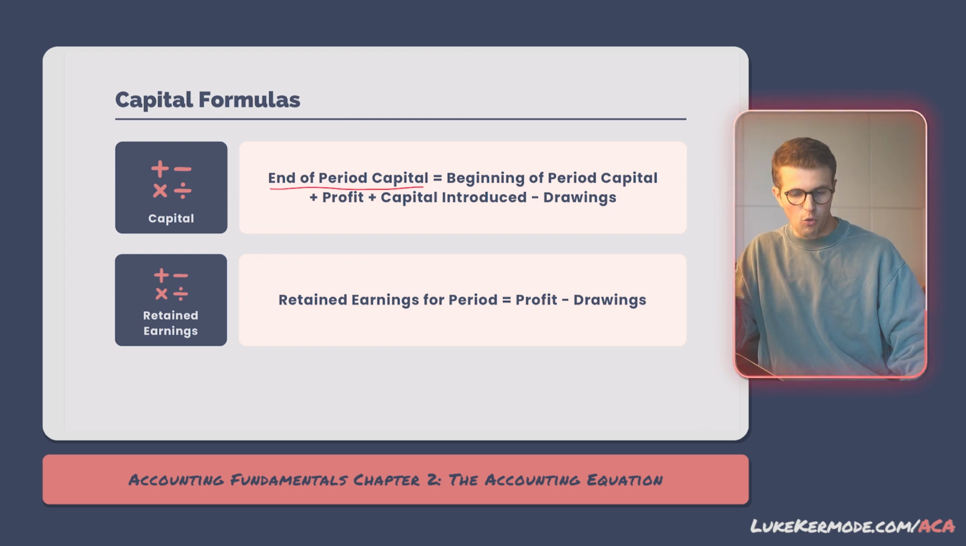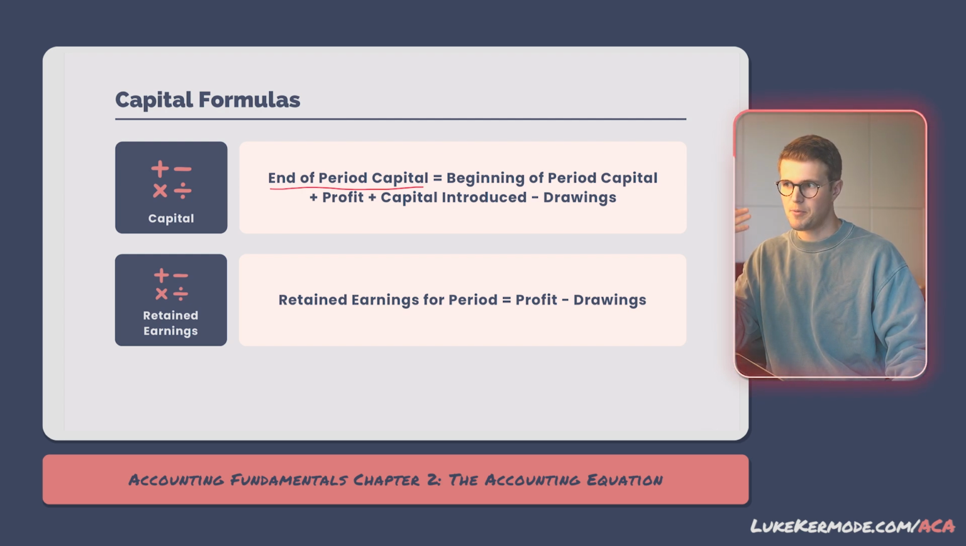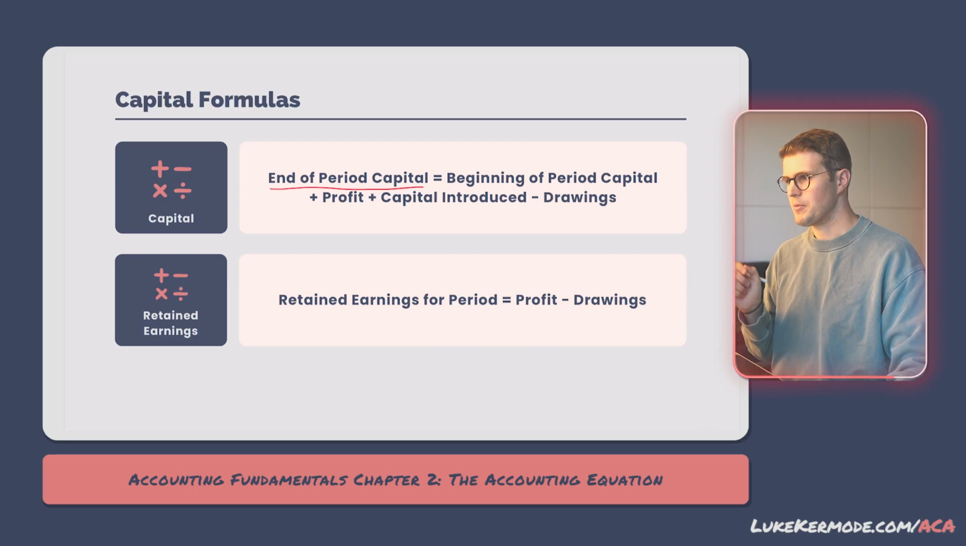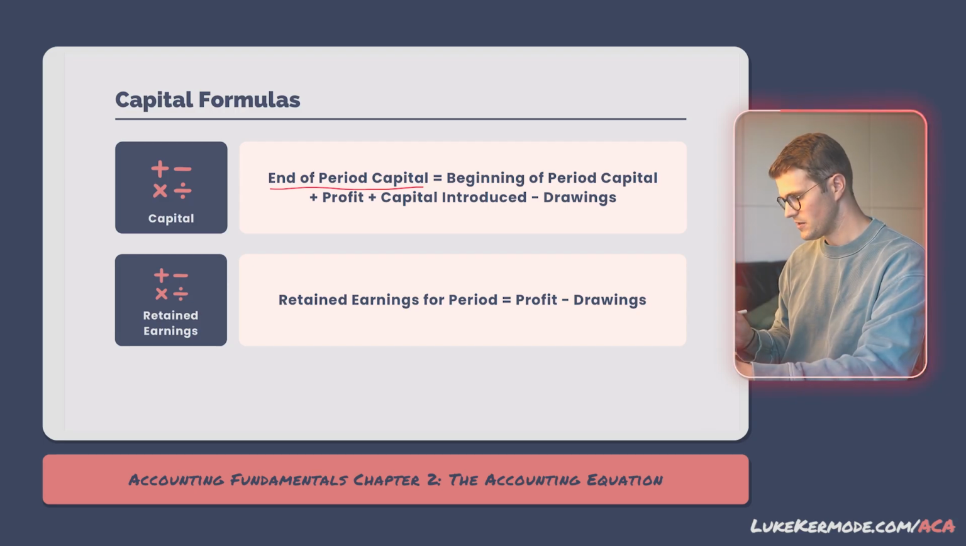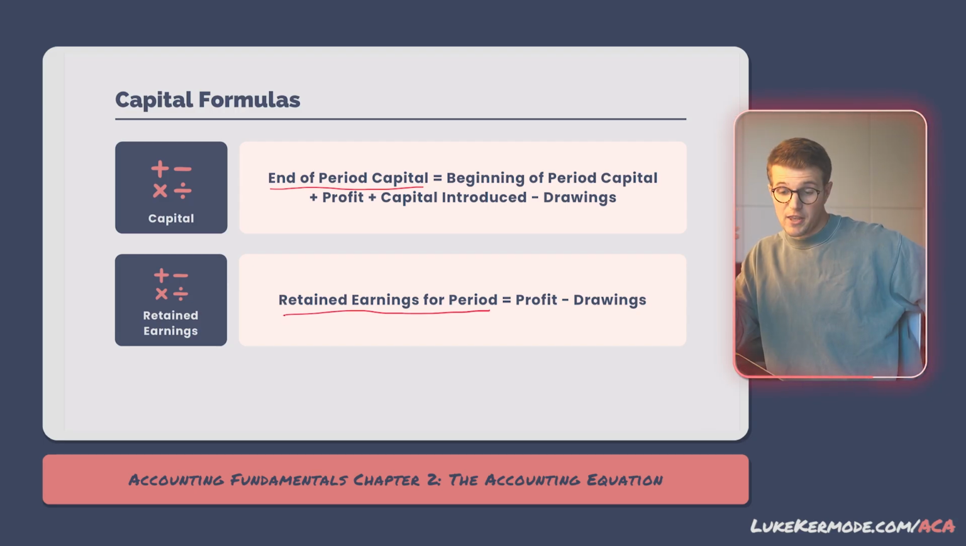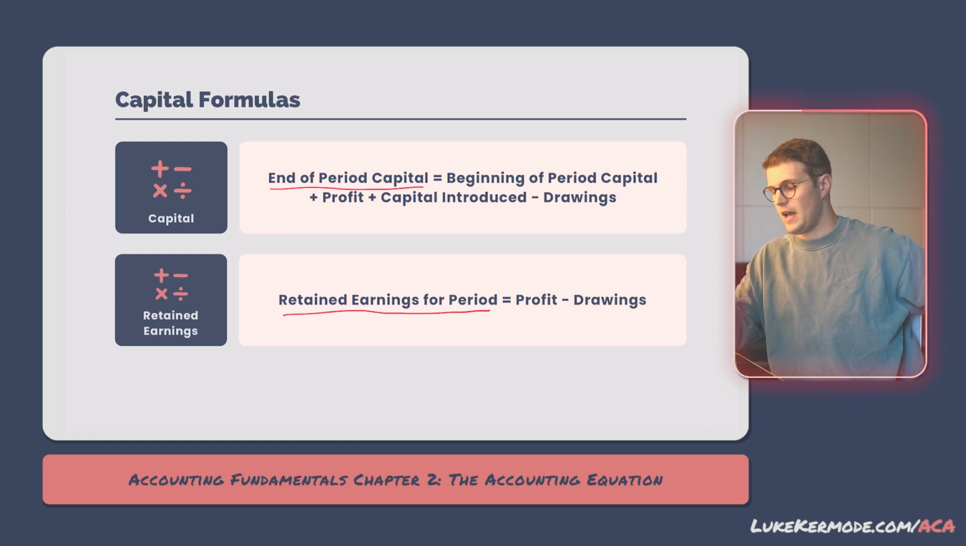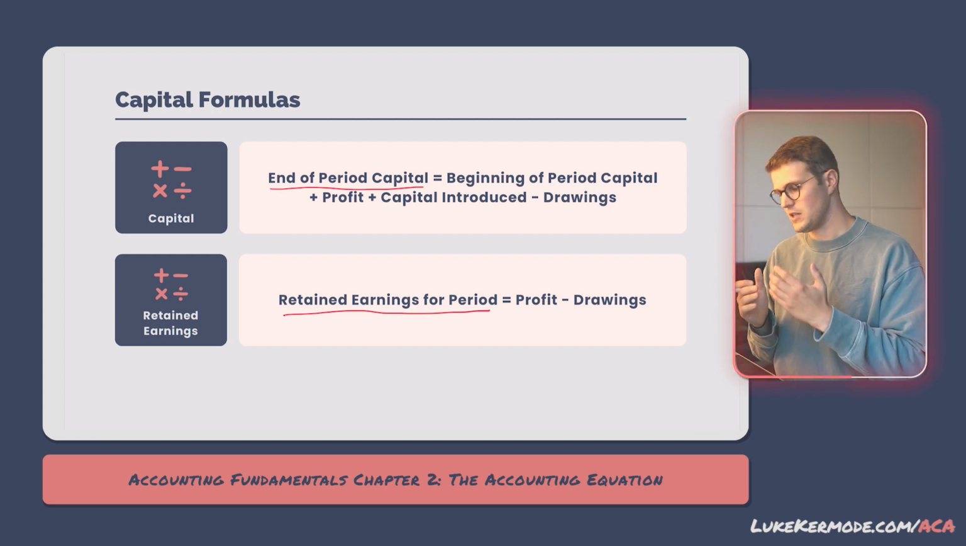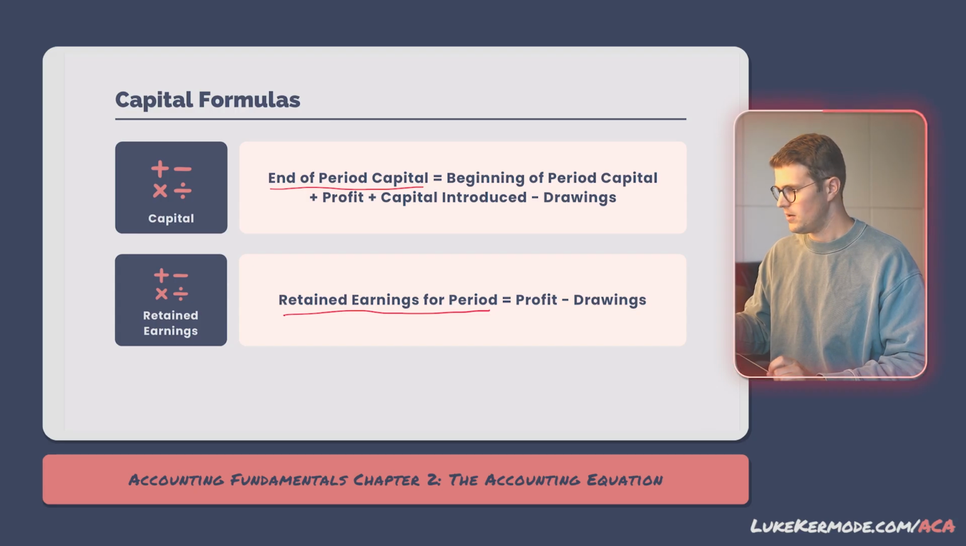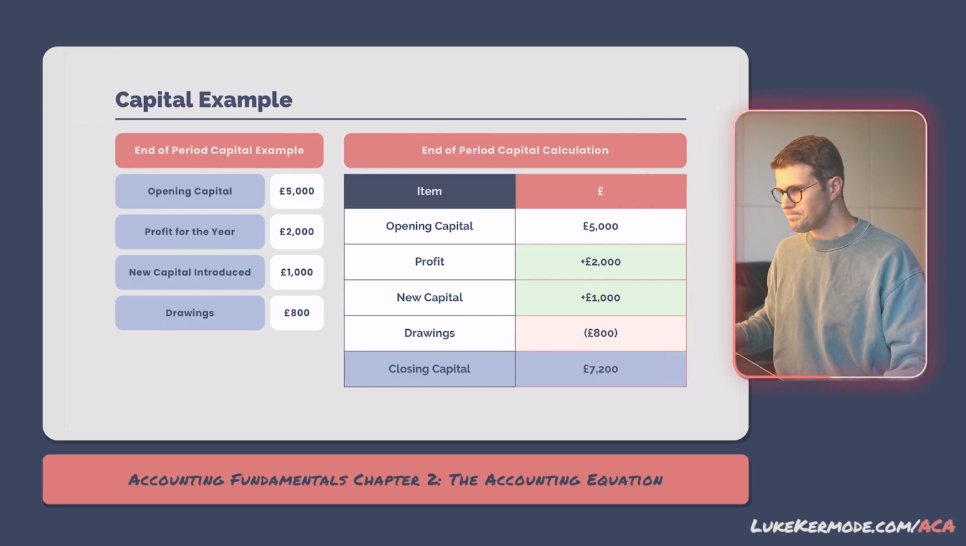You may also hear the terms brought forward and carried forward capital. Brought forward capital is the opening balance at the start of the period, which is the capital brought in from the previous year. Carried forward capital is the closing balance at the end of the period, which then becomes the brought forward figure for the next year. And it is also worth noting the link between end of period capital and retained earnings. Retained earnings is simply the profit left in the business after any drawings have been taken. So retained earnings for the period equals profit minus drawings.